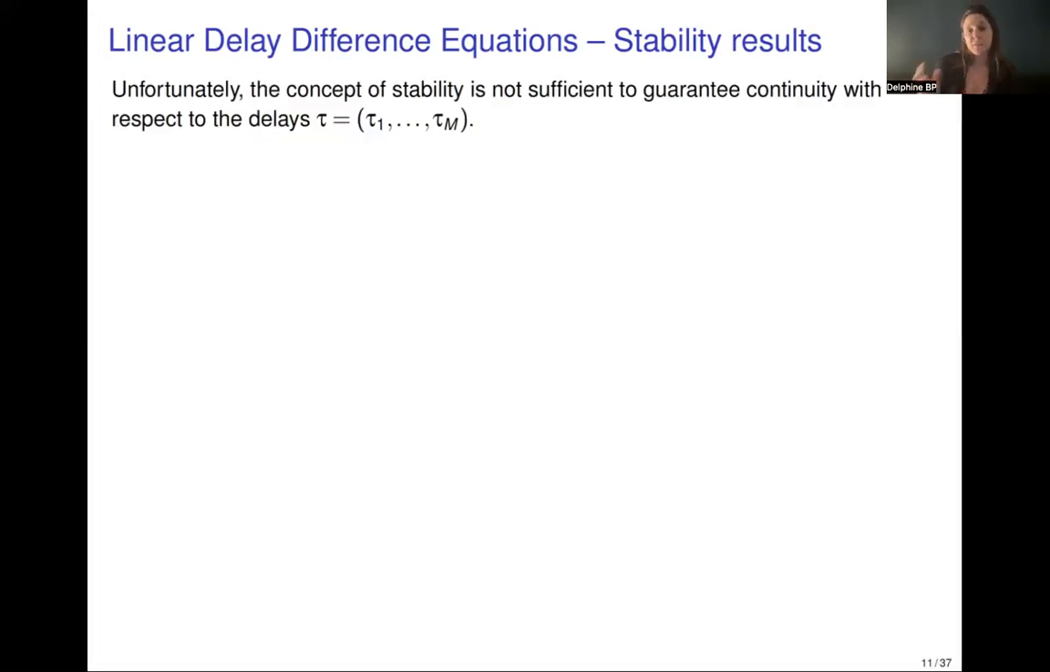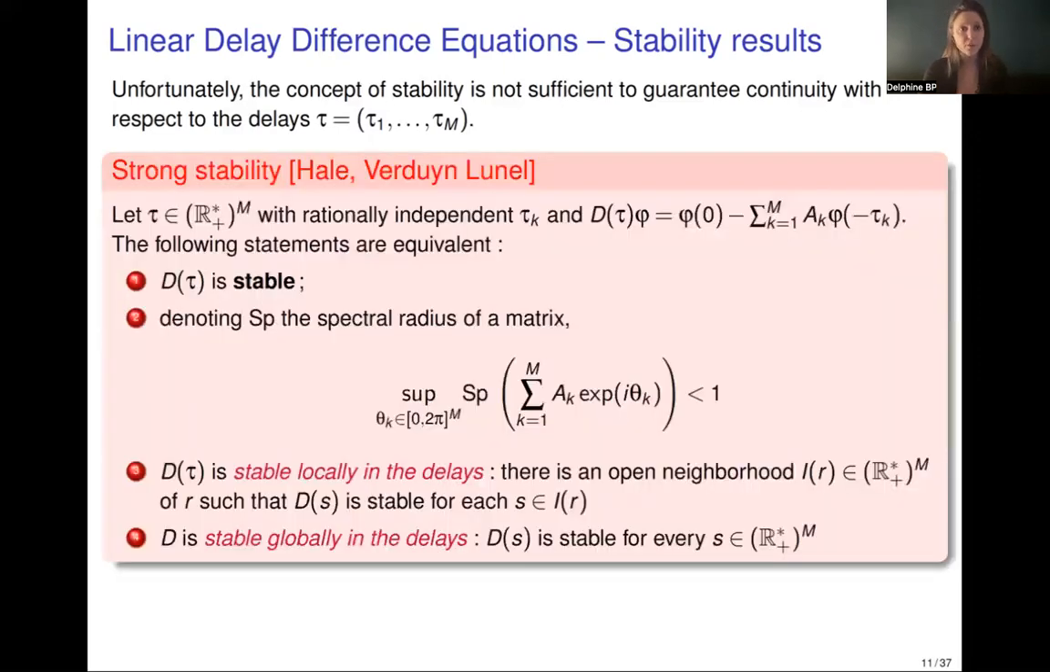Unfortunately, the concept of stability is not sufficient to guarantee any continuity and any robustness with respect to uncertainties in the delays. There are examples for which you have stability for one value of the delay, and as long as you disturb the delays a bit, even infinitesimally, the stability is lost. So to be able to guarantee such continuity with respect to the delays, which is a property that is going to be needed in any controller that we're going to design, we need a stronger result, which Ayle and Virginia called strong stability.